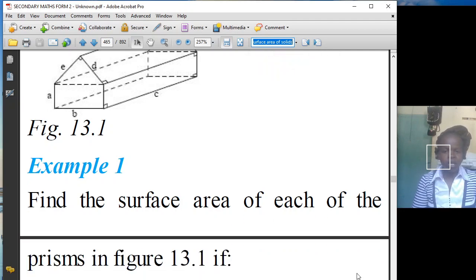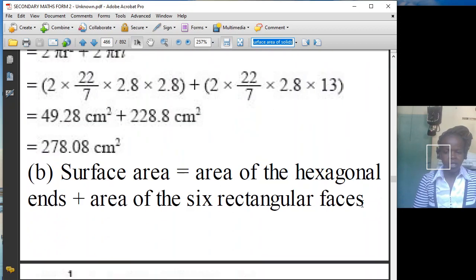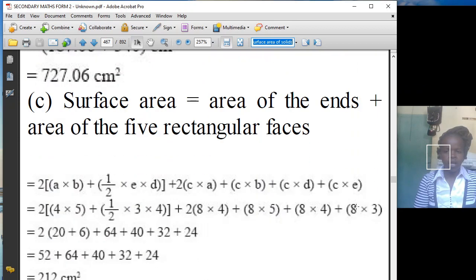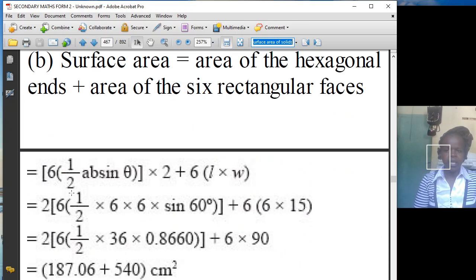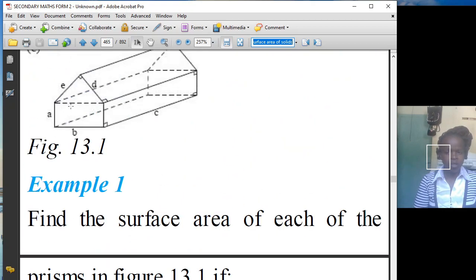So the values are given. A is 4 centimeters, B 5 centimeters, C 8 centimeters, D 4 centimeters. So you can substitute accordingly, like we have A times B, that is the cross section, A times B plus a half times E times D. Then we multiply by 2. That is what I said.